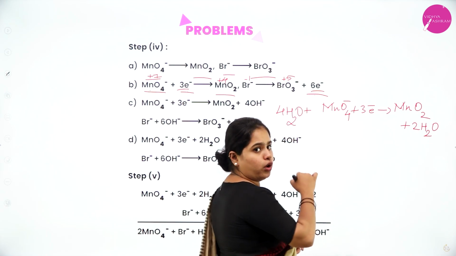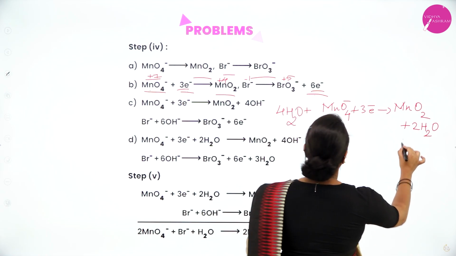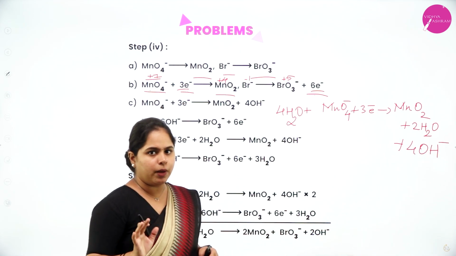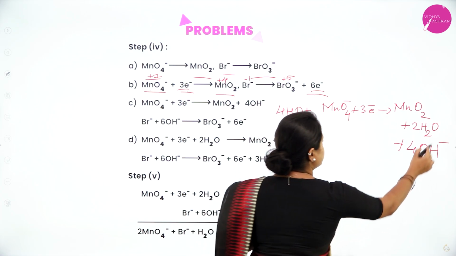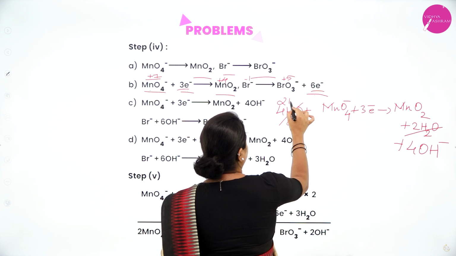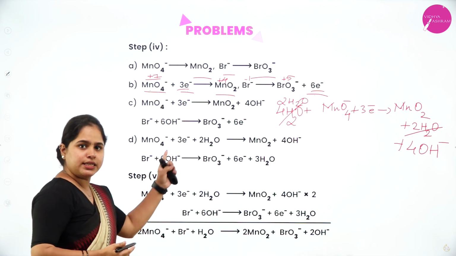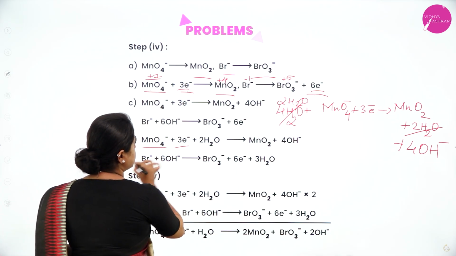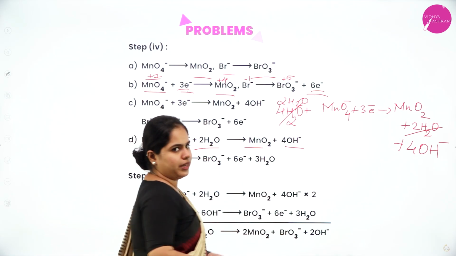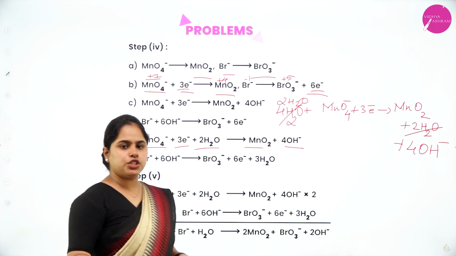Again, to balance this 4H2O, the exact number of OH minus I am going to add on this side. This is the way in which we have to balance this. Now the 2H2O and 4H2O get cancelled and you will get 2H2O here. So you can see in this reaction, MnO4 minus plus 3 electrons plus 2H2O gives MnO2 and 4OH minus. This is the reduction half reaction.